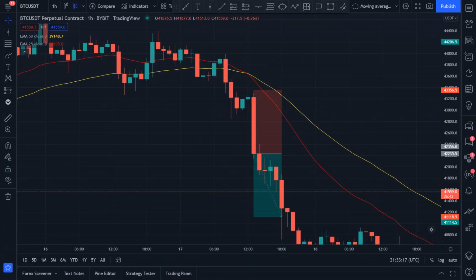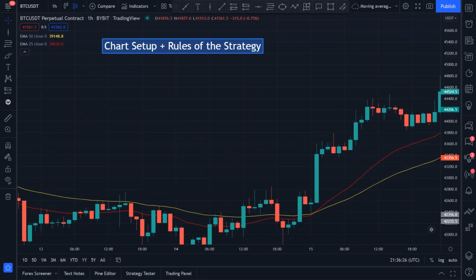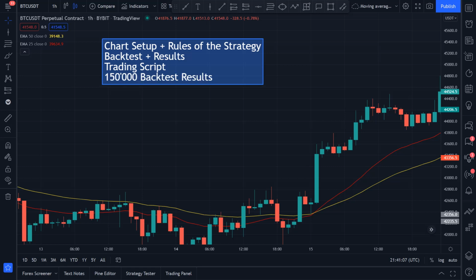To make the competition fair, I used the same rules for the strategy on each backtest. First, I will show you the chart setup and the rules of the strategy. Then I will show you the backtests and the results. After that, I will show you the trading script in which you can test all of the moving averages with a few clicks. As the trading script is very easy to use, I managed to backtest 150,000 trades on different timeframes, assets with different risk bases and risk-to-reward ratios. At the end of the video, I will show you these results and share the Excel sheet with you.